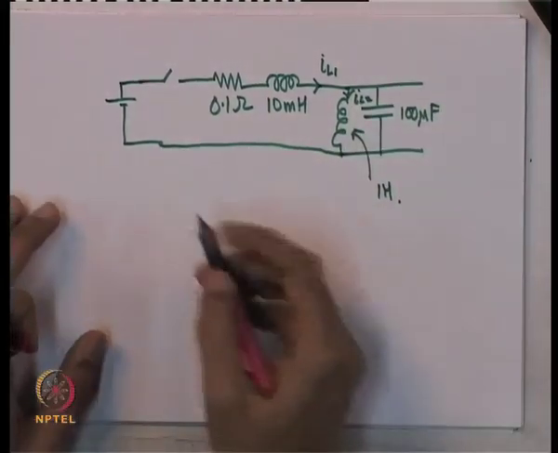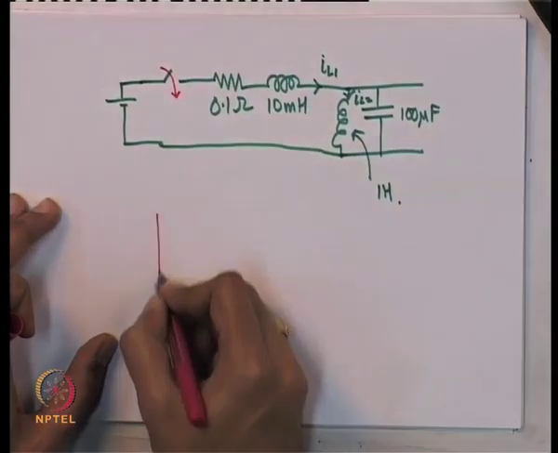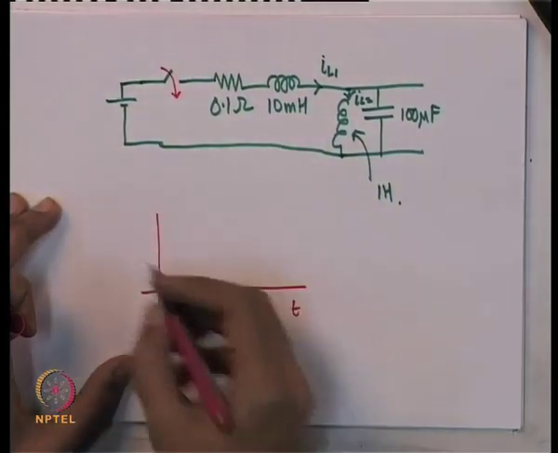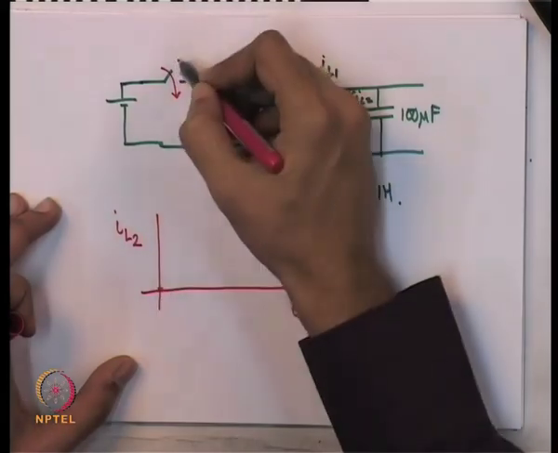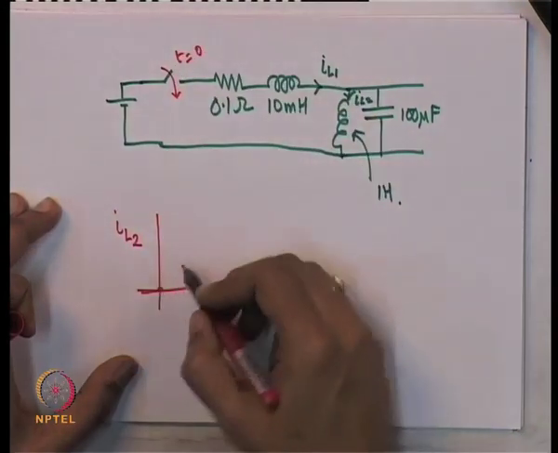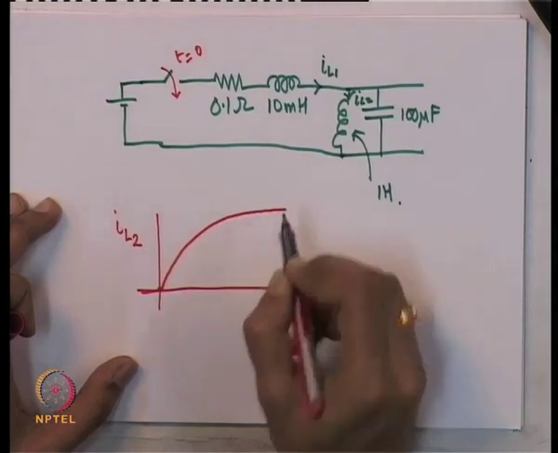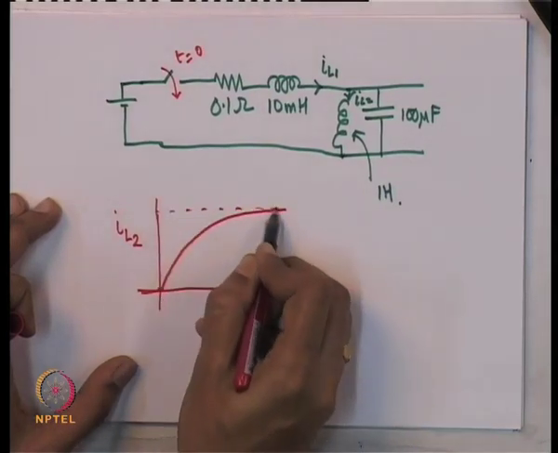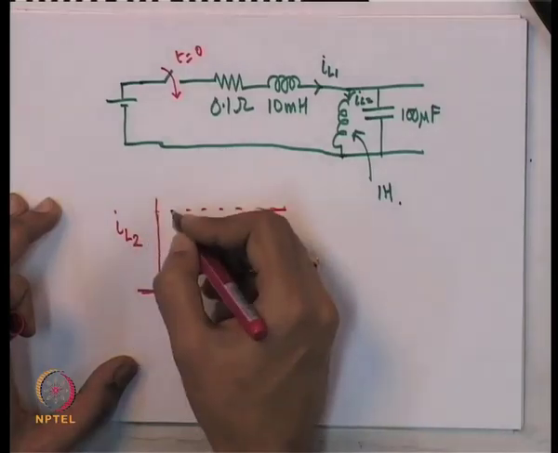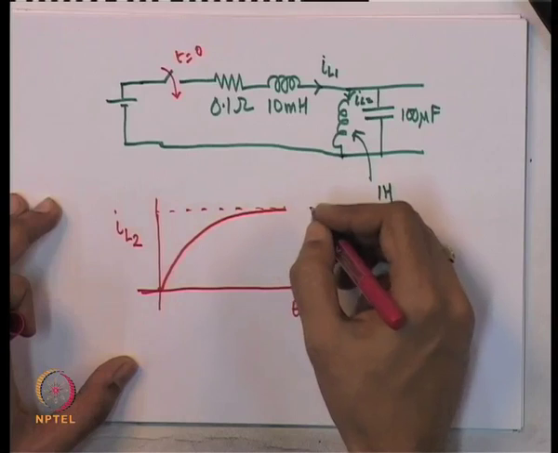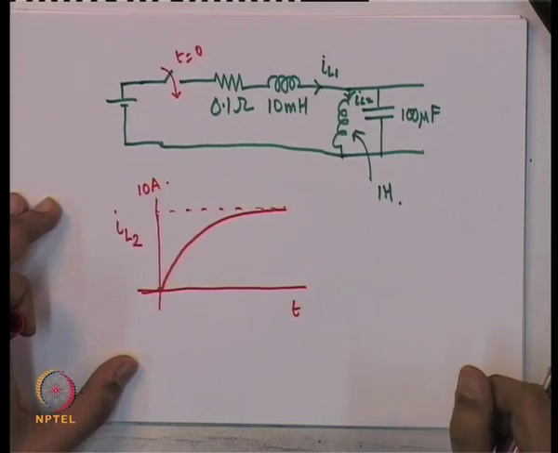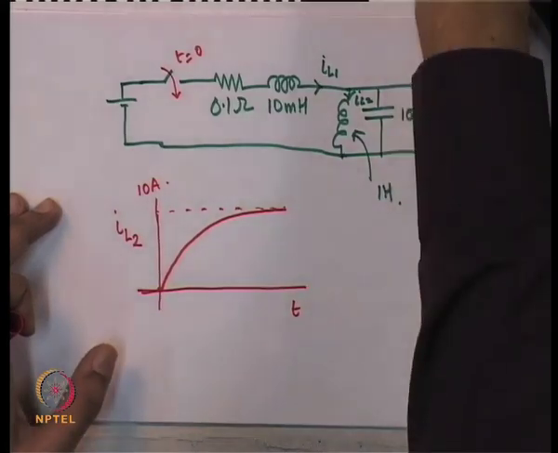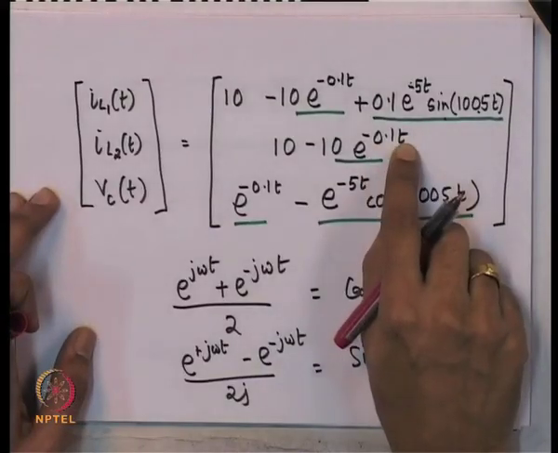So, if you look at the response of IL2, you will find that it starts from 0 and grows to 10 amperes. You can see this. As t tends to infinity, the value of IL2 becomes 10.